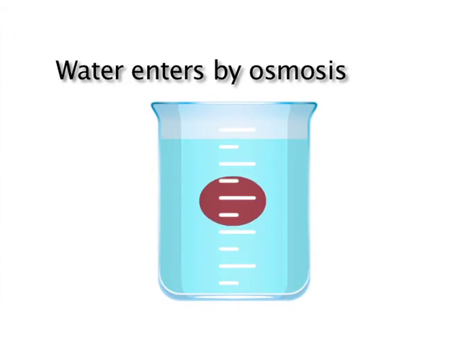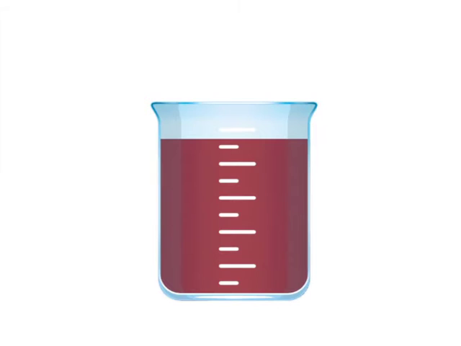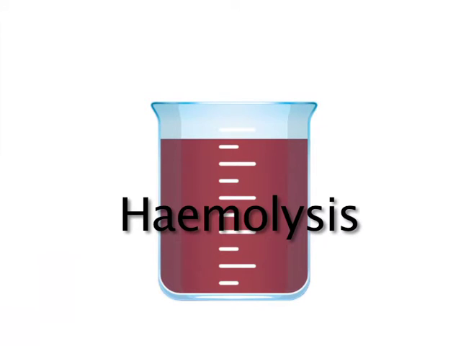Consider red blood cells placed in distilled water. Water enters the cells by osmosis, down the water potential gradient. And, because the cells have no wall, they will swell and eventually burst. This bursting is called hemolysis.